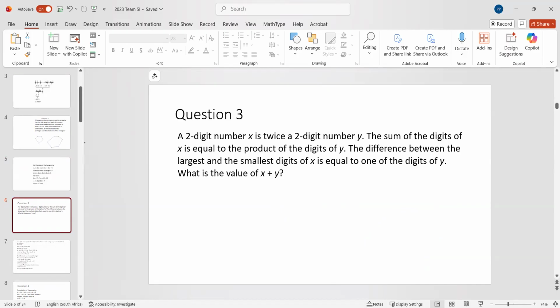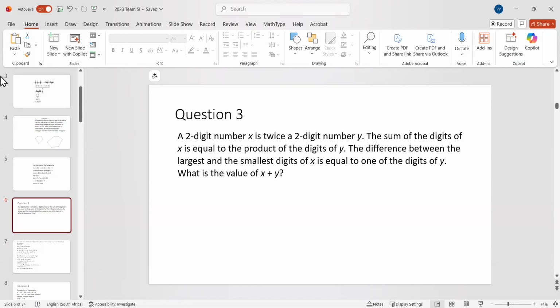A 2-digit number x is twice the 2-digit number y. The sum of the digits of x is equal to the product of the digits of y. The difference between the largest and the smallest digits of x is equal to one of the digits of y. What is the value of x plus y? Hardly any information is given here, and it's quite a tongue twister.